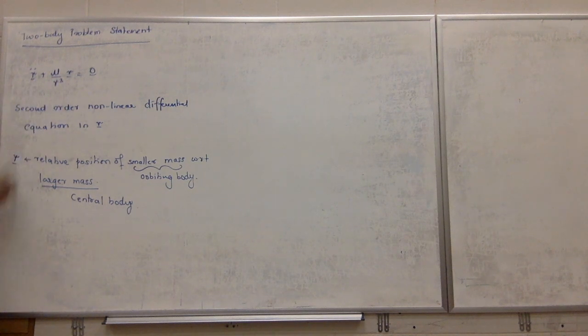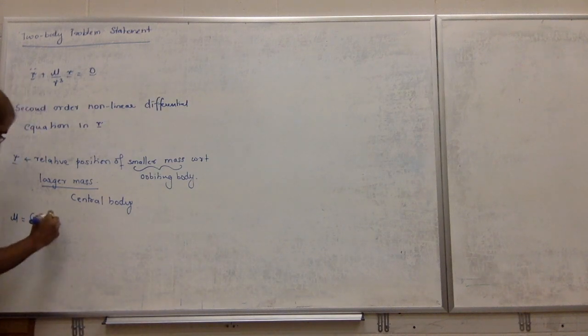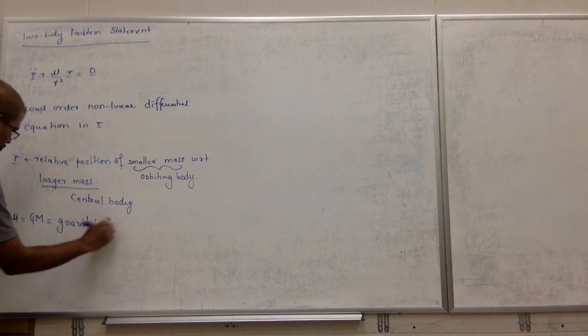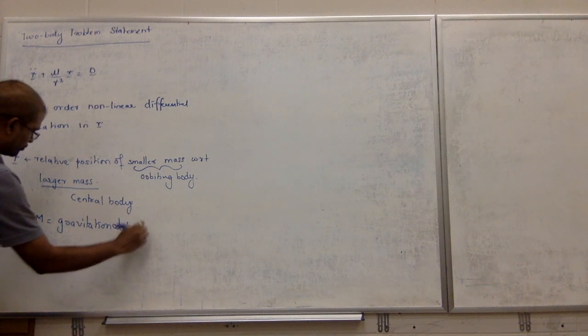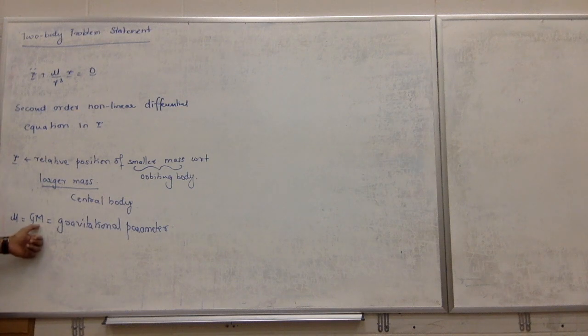Here, what all are changing? R is changing, mu is what? Constant. It's GM, which is constant. Okay, it's called the gravitational parameter. M is the mass of the central body.